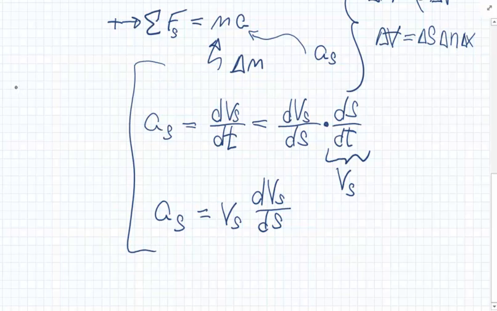All right, so we put all this together, and what do we find out? We find out that the sum of the forces in the streamwise direction is going to equal rho times delta volume times V_s. You know what? Let me write this down lower.